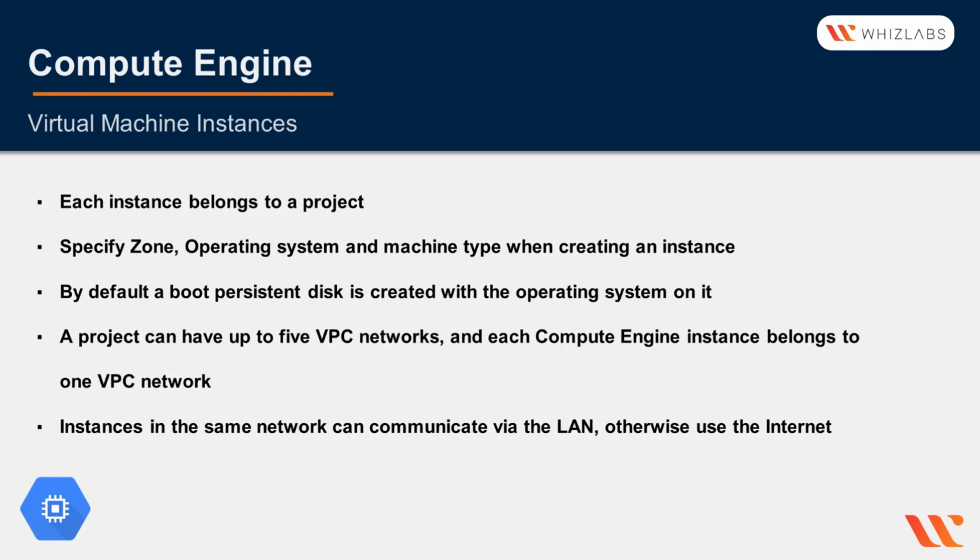Each virtual machine instance belongs to a project. You specify the zone, operating system, and the machine type when creating an instance. By default, each Compute Engine instance has a small boot persistent disk that contains the operating system. When applications running on your instance require more storage space, you can add additional storage options to your instance.